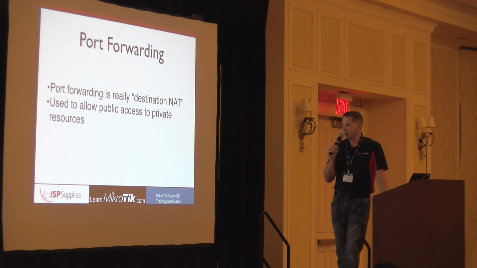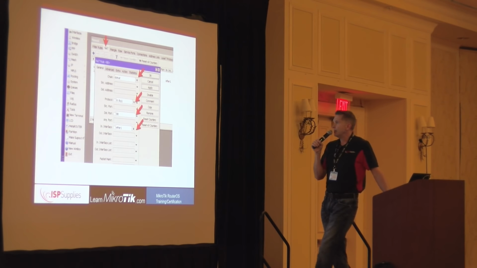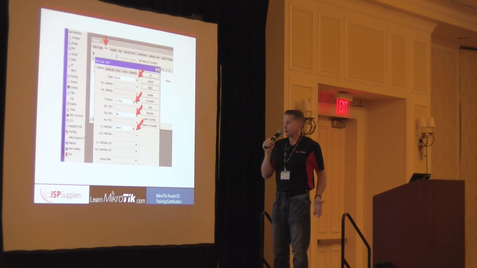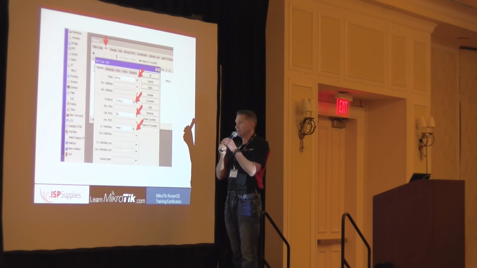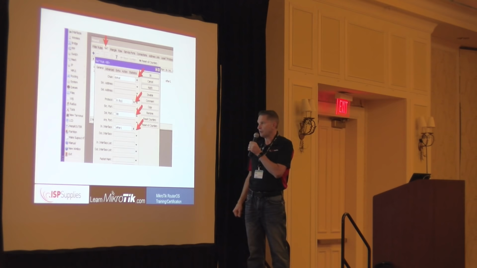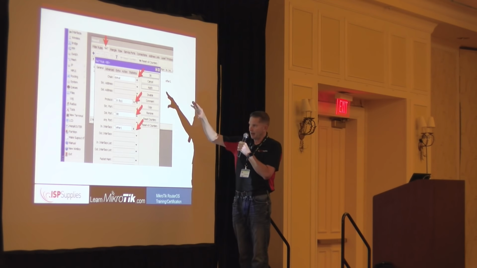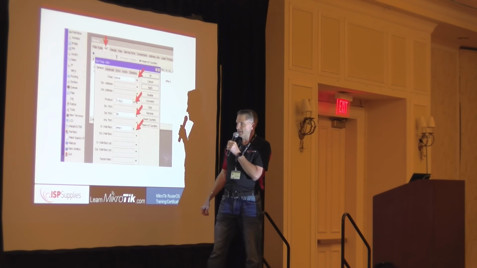The setup is pretty simple. You're going to start with IP firewall. You're going to go to the NAT tab, click the plus sign, and create a new NAT rule. In this case, we're using the destination NAT chain because that's the only one that will work. The protocol we're selecting is TCP. The destination port is 80, so this is HTTP traffic. Now there's a lot of different ways to do this and a lot of different opinions, but this is the one I like the best.